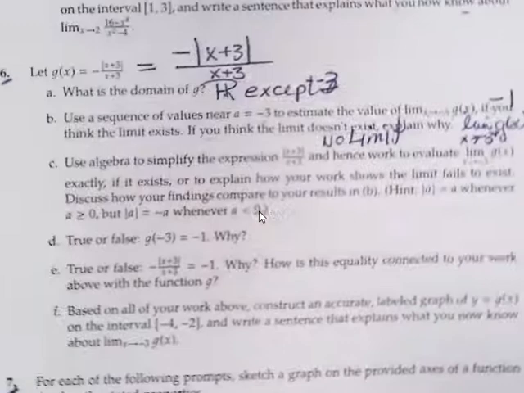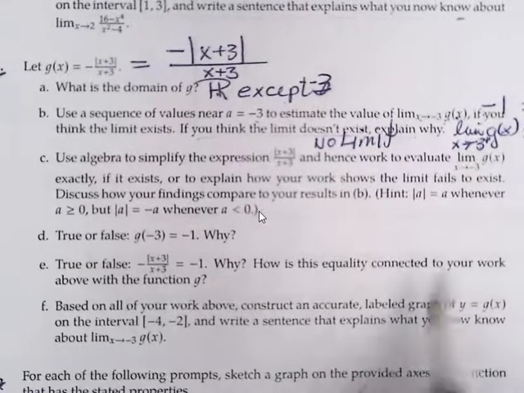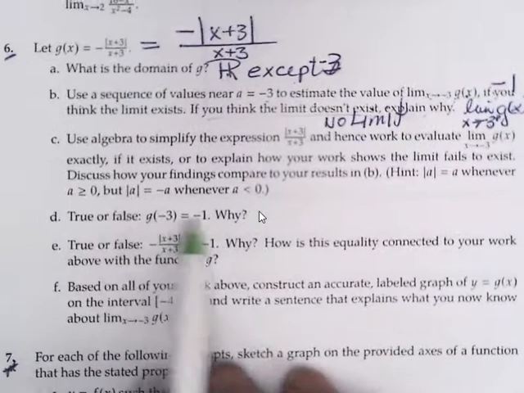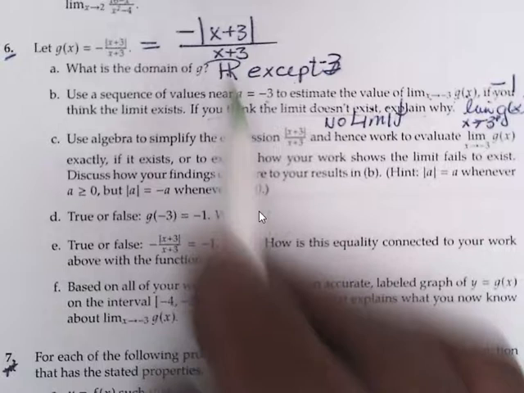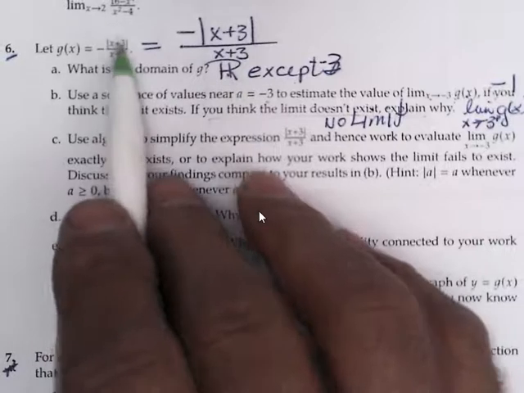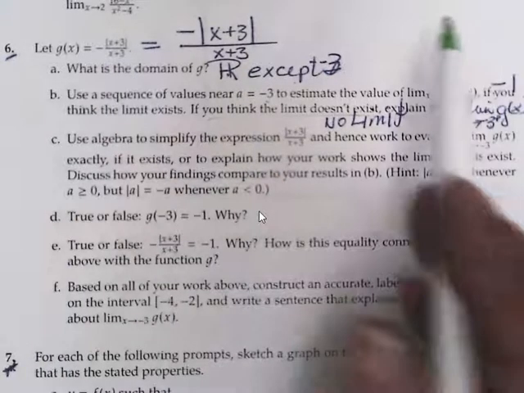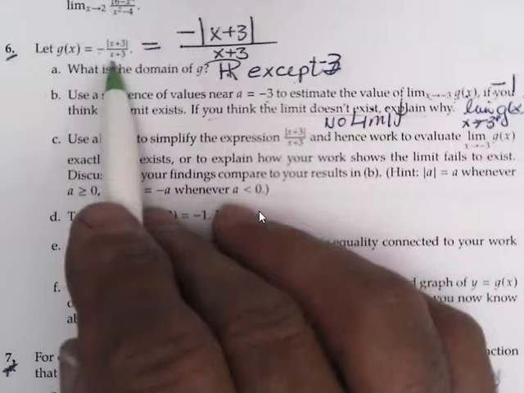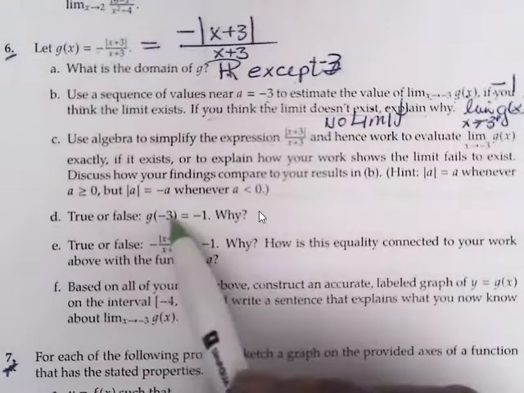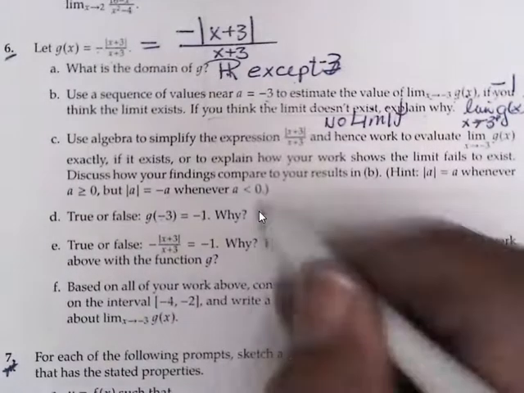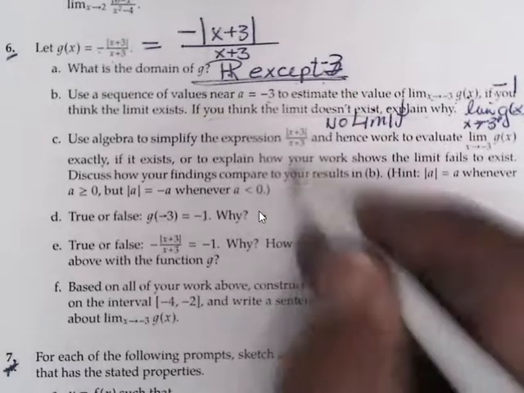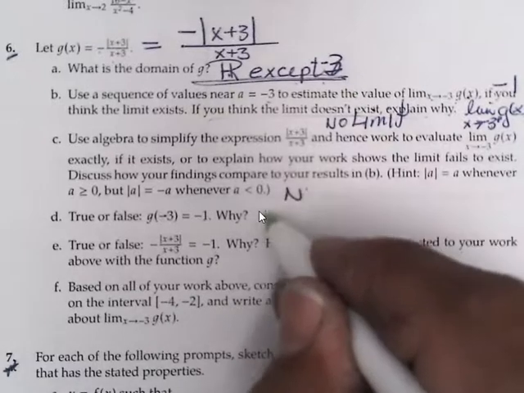Okay? All right. True or false? G of minus 3 is minus 1. If I put negative 3 in there, I get 0. So what's the value? I can't put in negative 3. So g of negative 3 equal minus 1? No, it's not defined at negative 3. Can't use negative 3, so no. False.